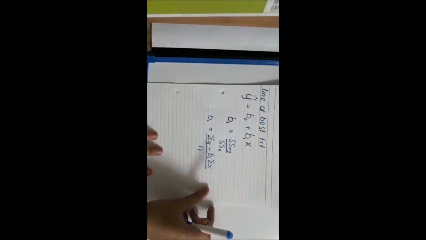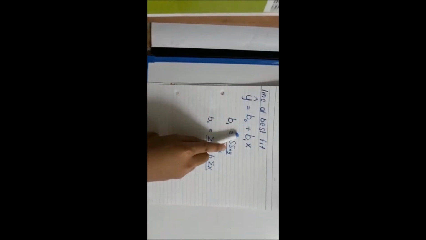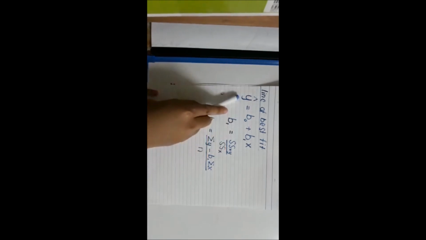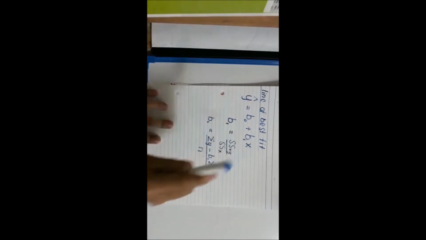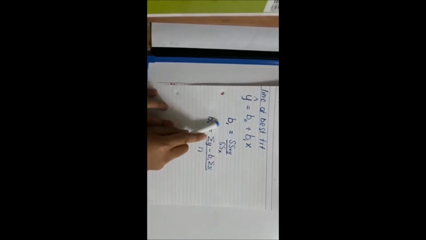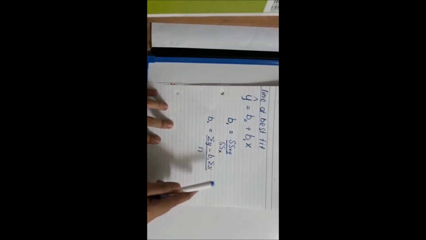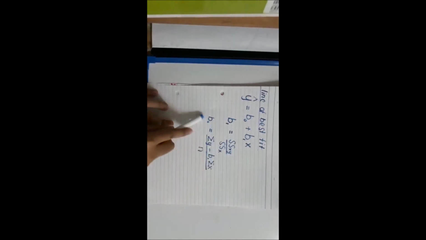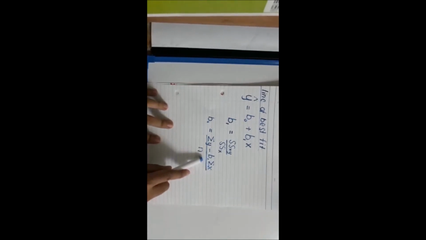Next, we need to know the equation of the line of best fit in the general form. Y is equal to b0 plus b1 times x. b1 is equal to the variance of xy divided by the variance of x, while b0 is equal to the summation of y minus the multiplication of b1 with the summation of x, divided by n.